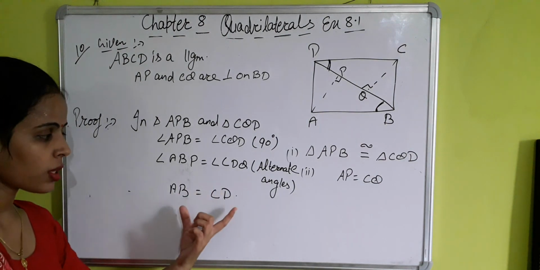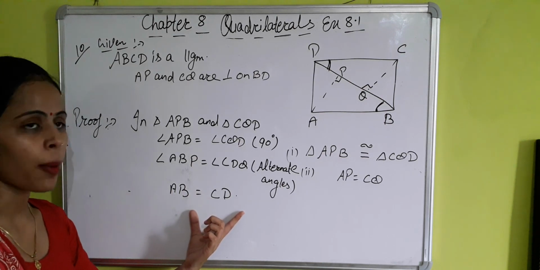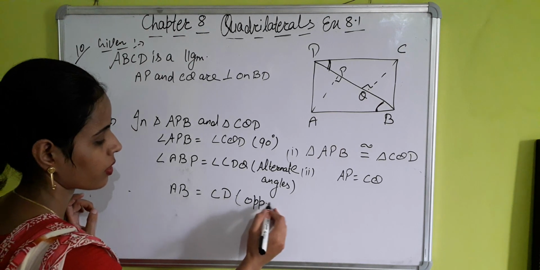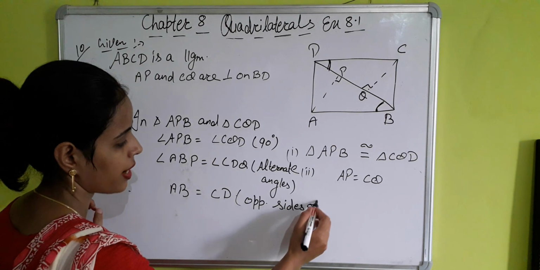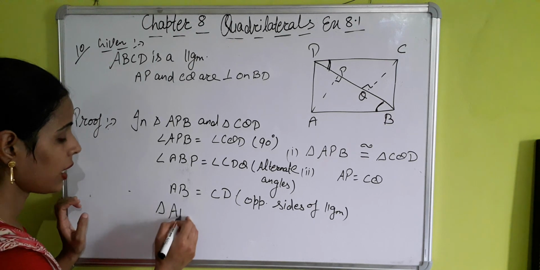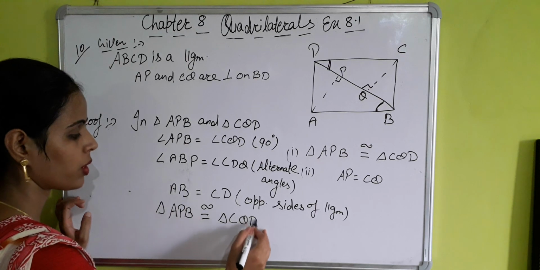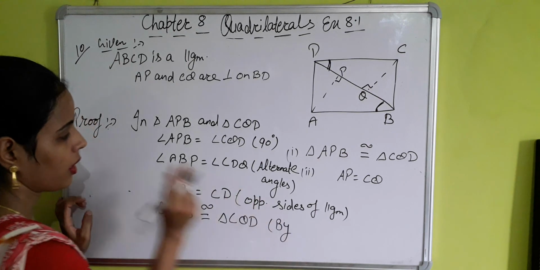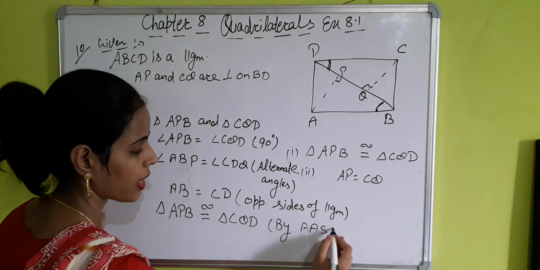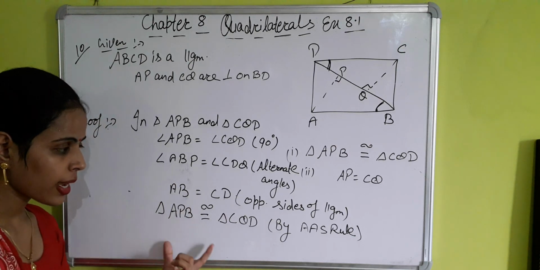Why? Because these are the opposite sides of a parallelogram, and in parallelogram opposite sides are equal. So we can say that triangle APB congruent triangle CQD by angle angle side, AAS rule. By AAS rule, these two triangles are congruent.